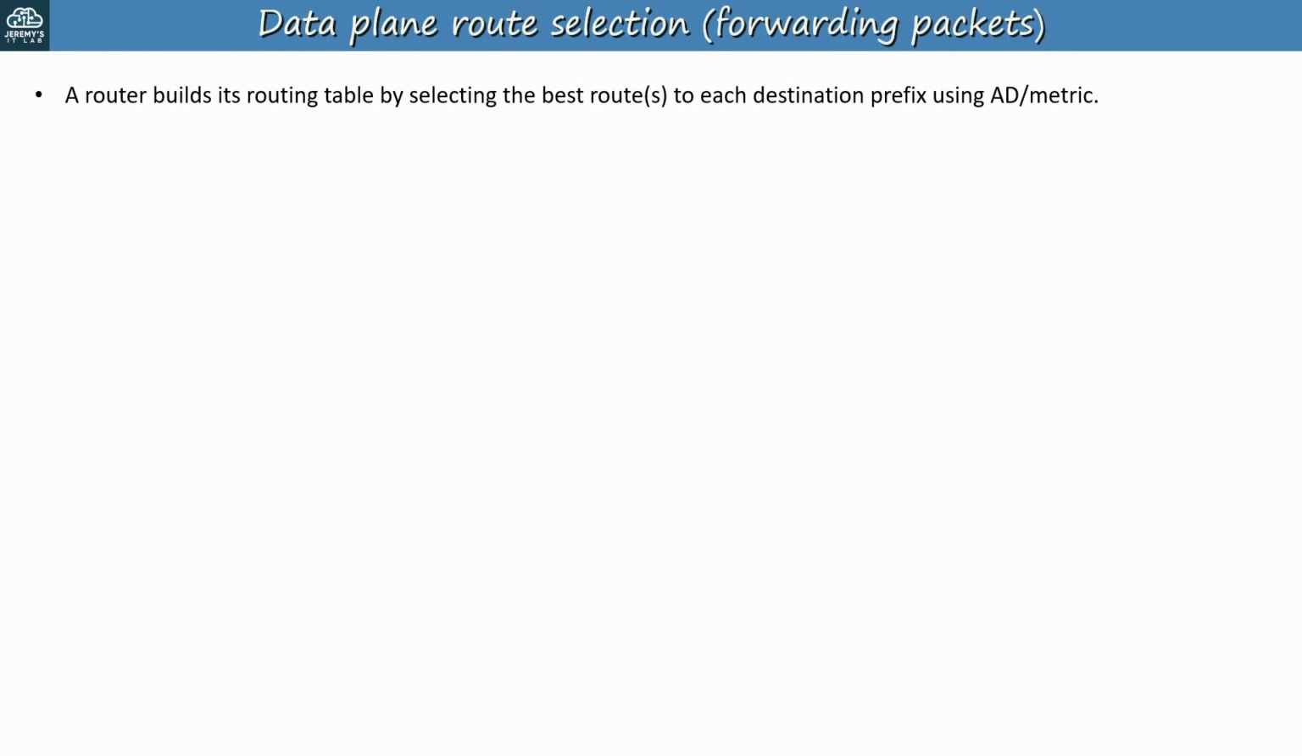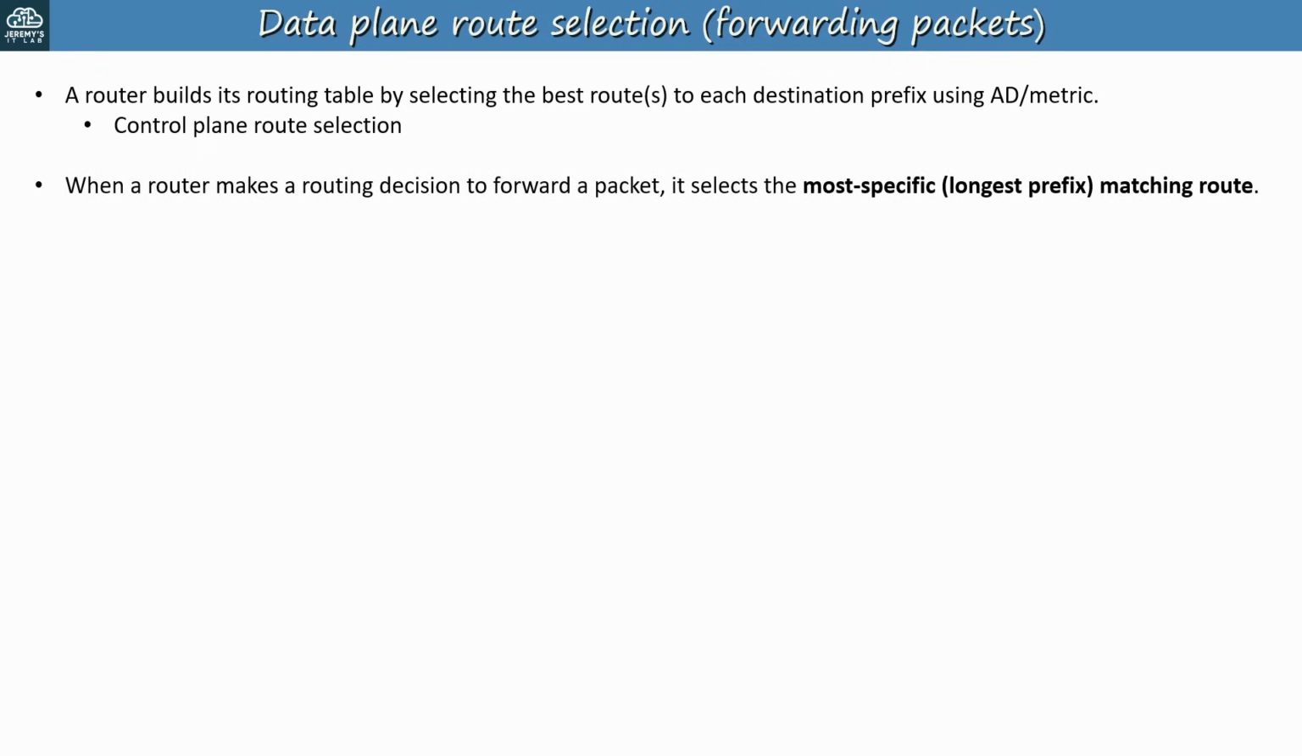As we just covered, a router builds its routing table by selecting the best route or routes to each destination prefix using AD and metric. This is control plane route selection. When a router makes a forwarding decision to forward a packet, it selects the most specific matching route, the matching route with the longest prefix. This is data plane route selection, and AD and metric don't matter at this point.